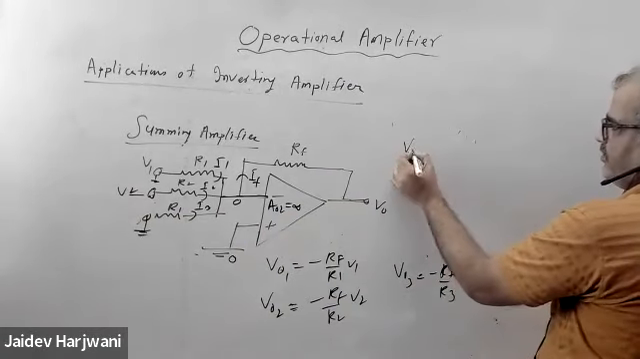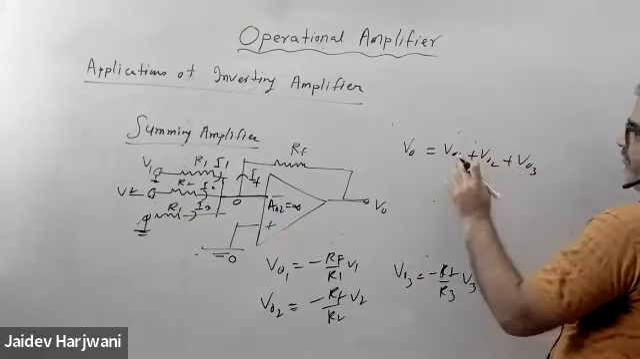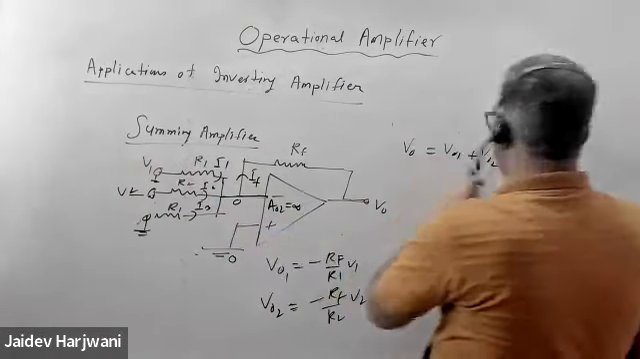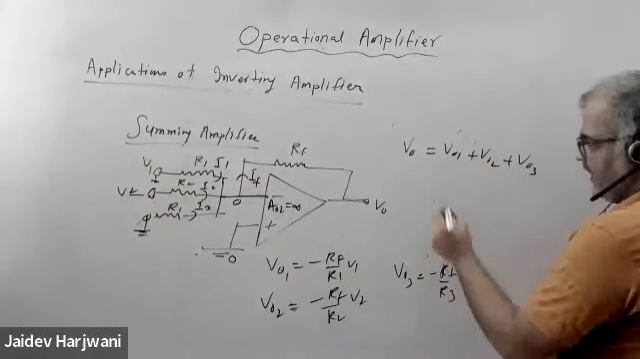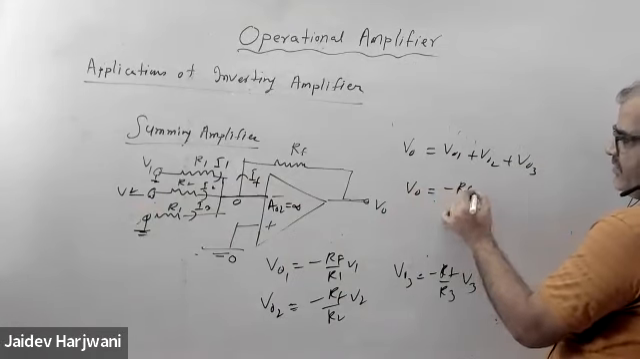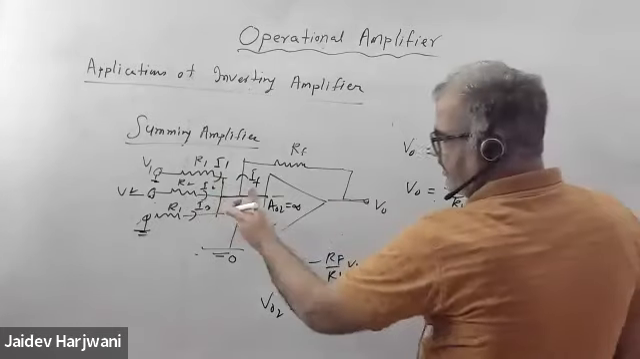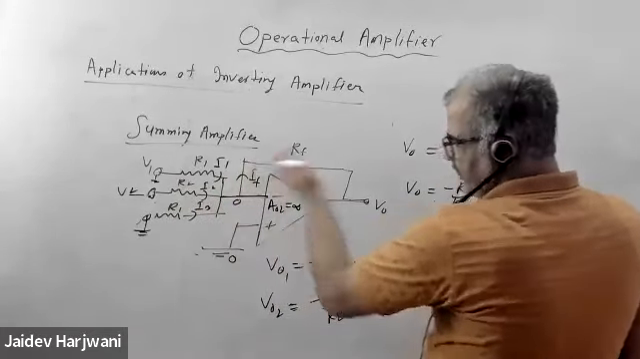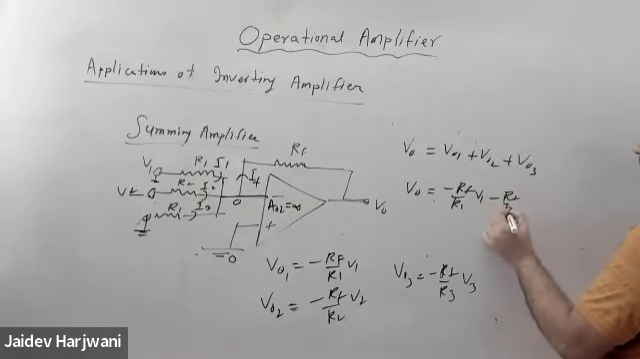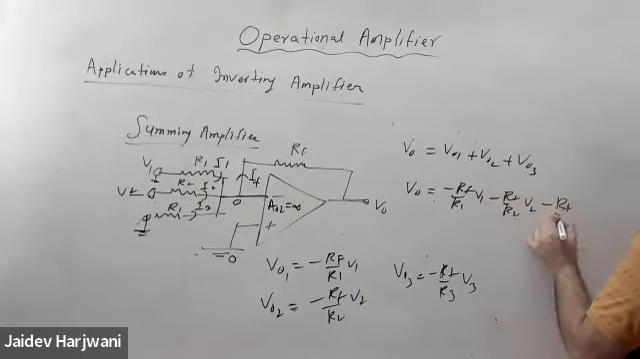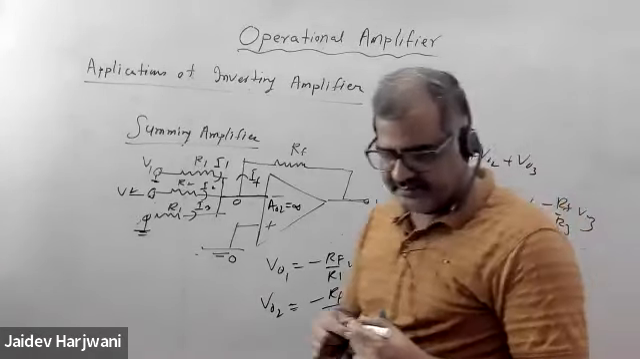The total will be V0 equals V01 plus V02 plus V03, where V01 is due to V1, V02 is due to V2, and V03 is due to V3. You add them and you get the same formula. You can choose any way. If you don't understand this ground concept, you can use the formula directly: minus RF upon R2 V2 minus RF upon R3 V3. Any confusion, please ask.